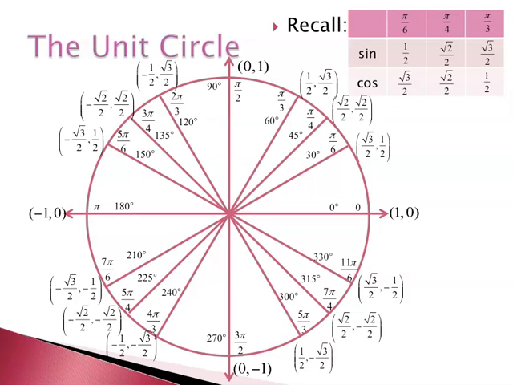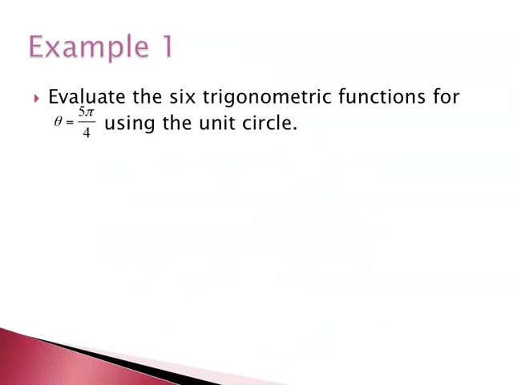But those points are actually pretty easy to find the values of. So if you were asked, what is sine of pi? You can look for pi on the unit circle. And since you're asked for sine of pi, you're looking for the y-coordinate of that point, which is 0. So sine of pi is equal to 0. Let's do some examples together.